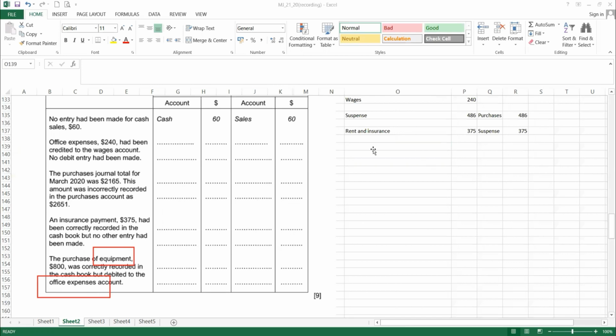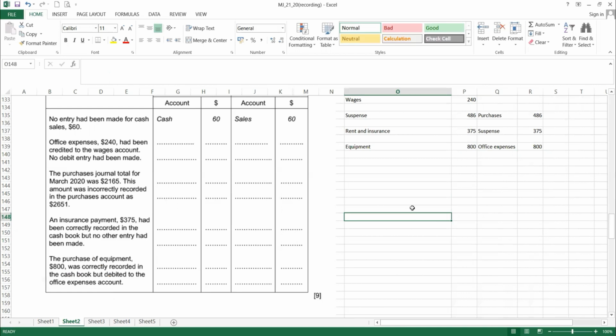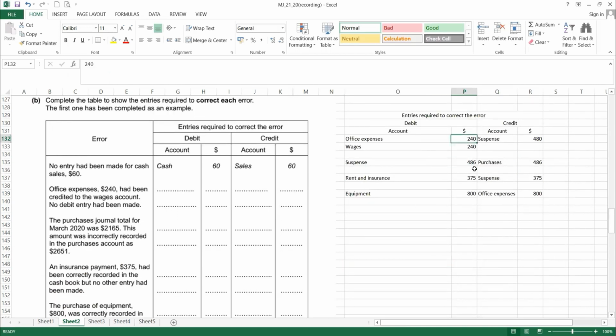So error of principle, we put back the equipment, debit equipment, the amount 800, and we reverse the wrong account, which is the office expenses. The amount 800. So all the adjustment we already done. Okay, so each they give you 1 mark for the item that you recorded debit and credit.